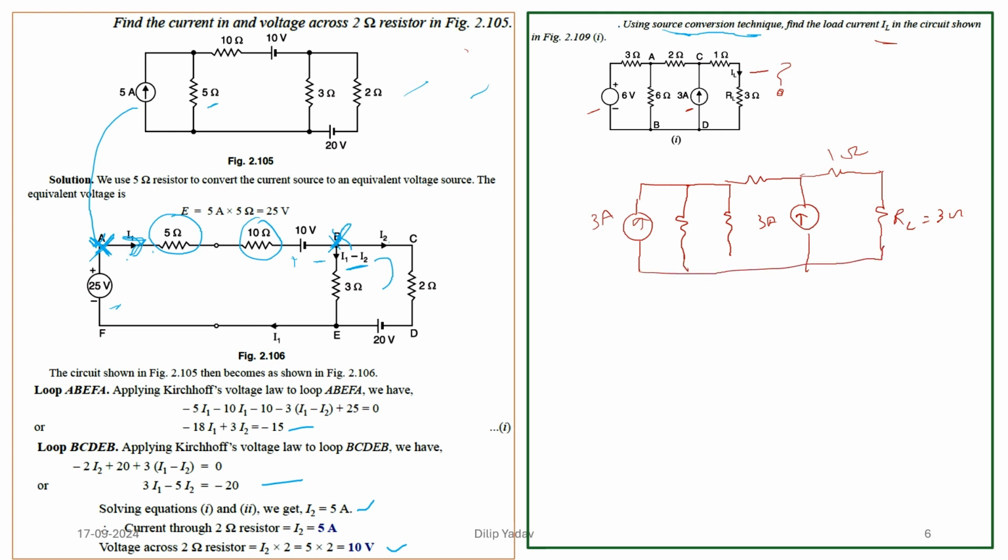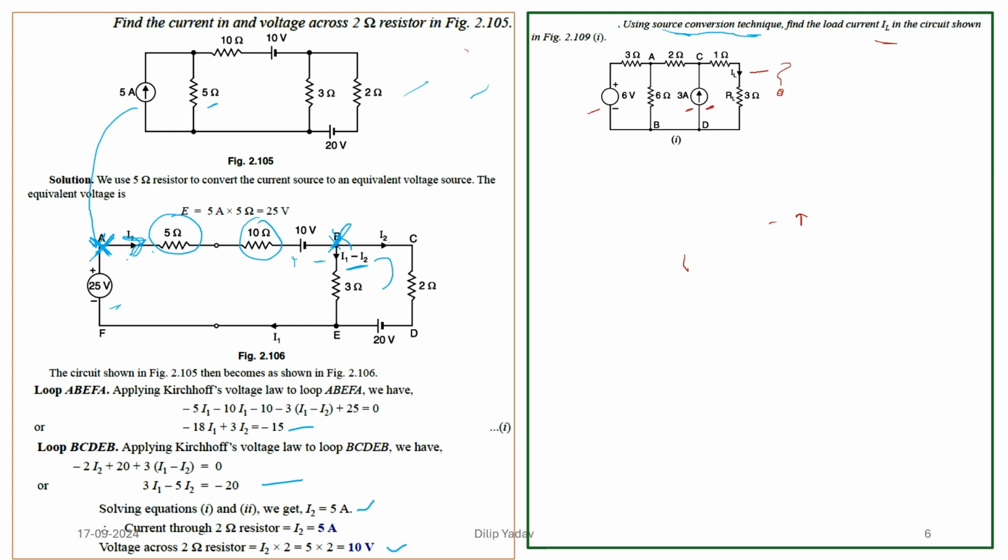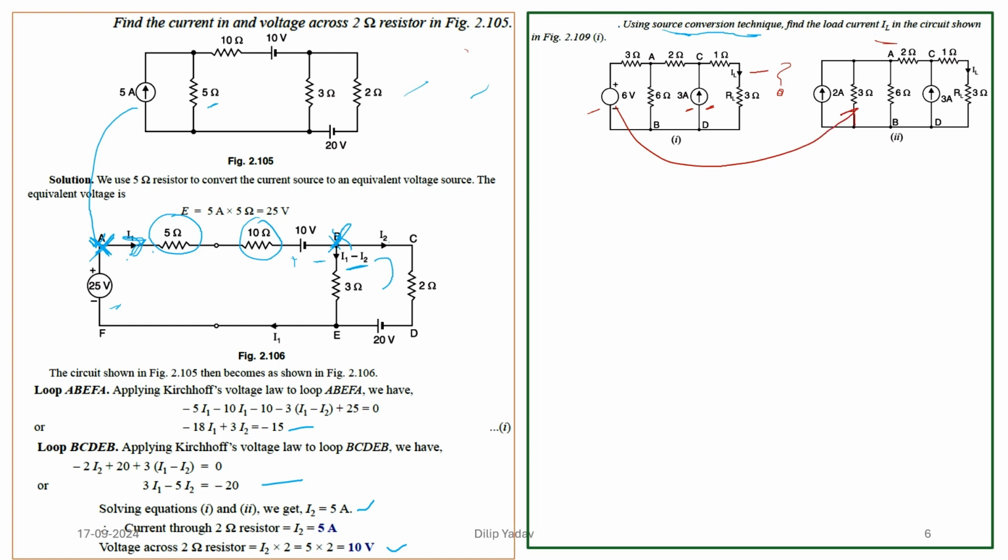Another way, I can transform this current into the voltage. So let's see how we are going to solve it. This is source transformation. That means you can use the source transformation to calculate the values. So how we are going to calculate: we have converted the voltage into the current source, that I have made in the diagram, and 6 is again in parallel.